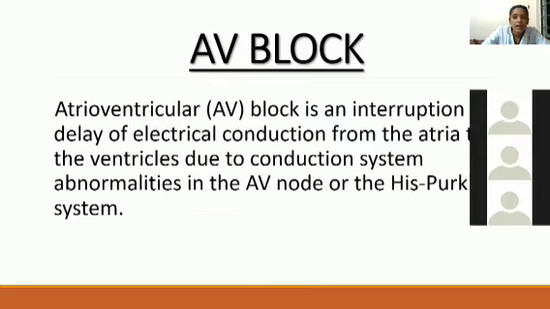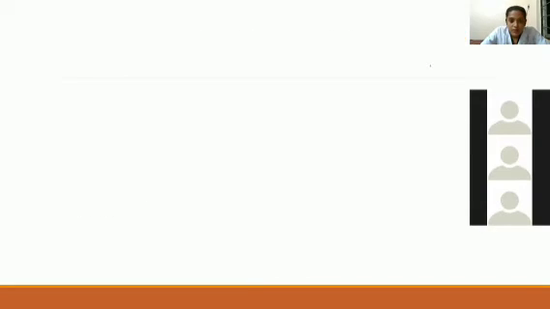The AV block is broadly divided into three types: first degree AV block, second degree AV block, and third degree AV block. Second degree is again divided into Mobitz type 1 and Mobitz type 2. Then third degree is known as complete heart block. So let's see what is first degree block.